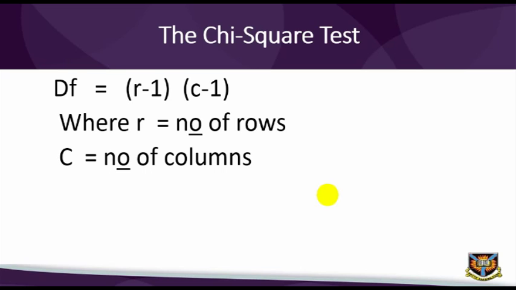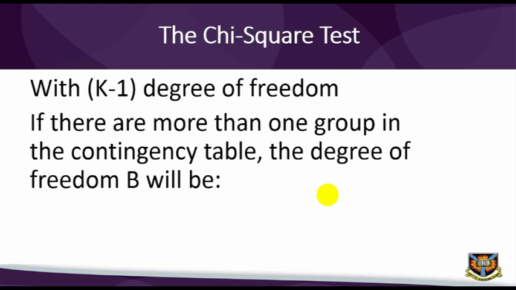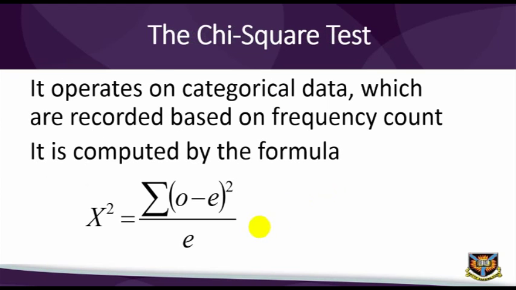What chi-square does is to compare the observed frequency with the expected frequency. If a large difference exists between observed and expected, the chi-square will have a large value and vice versa. It is computed by the formula x squared is equal to summation of (O minus E) squared over E, with k minus 1 degrees of freedom.